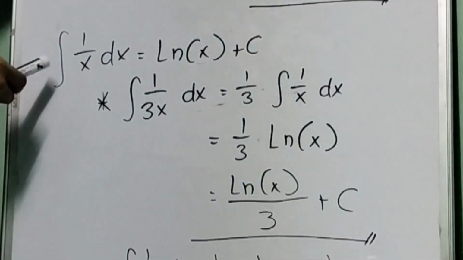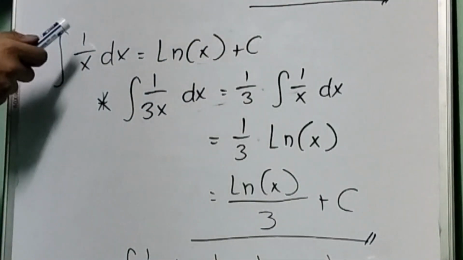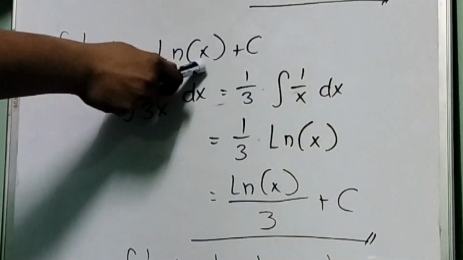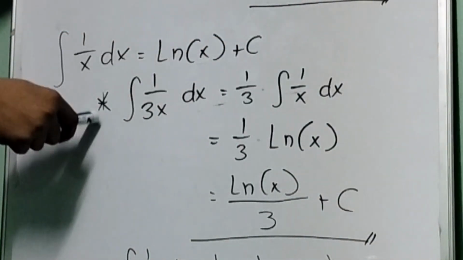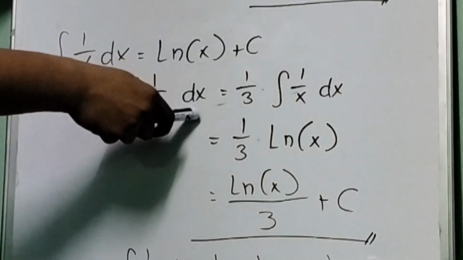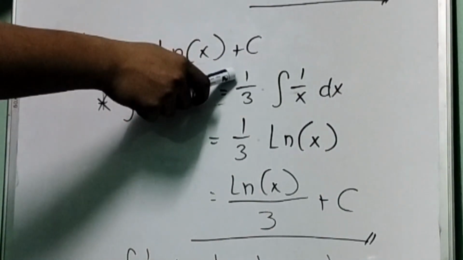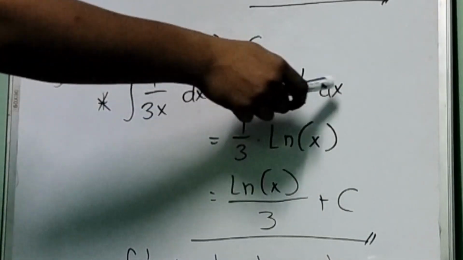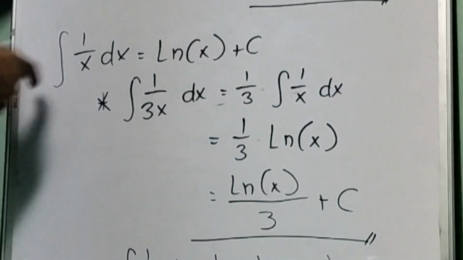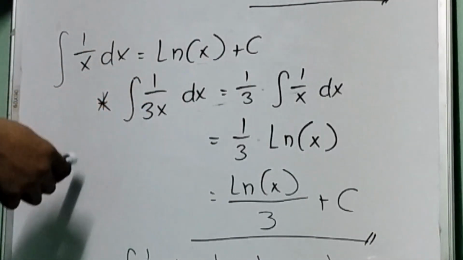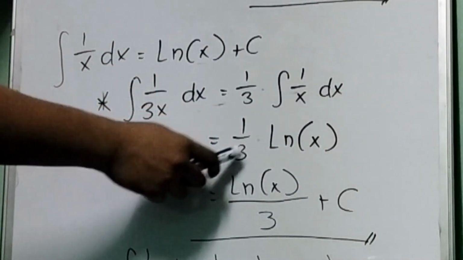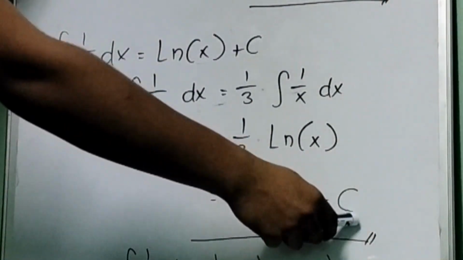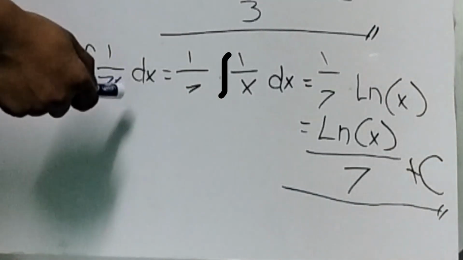Lastly, for the basic rules, we have the formula, the integral of 1 over x dx is equal to ln x plus c. We have here the integral of 1 over 3x dx as our first example. First, we'll separate the constant 1 over 3 multiplied by the integral of 1 over x, which we said is equal to ln x. So 1 over 3 times ln x is equal to ln x over 3 plus c as our final answer.